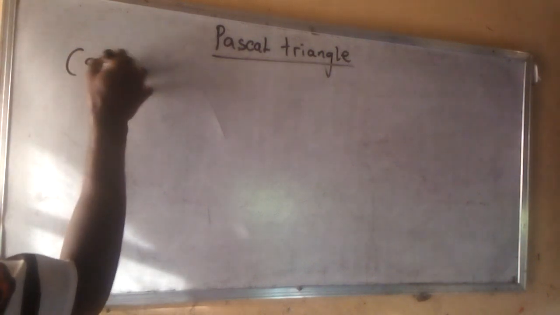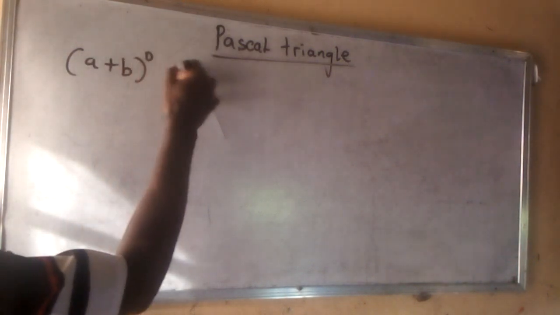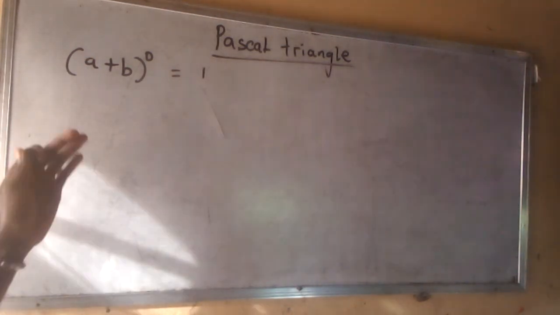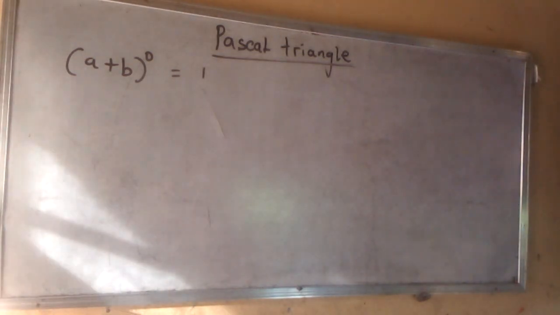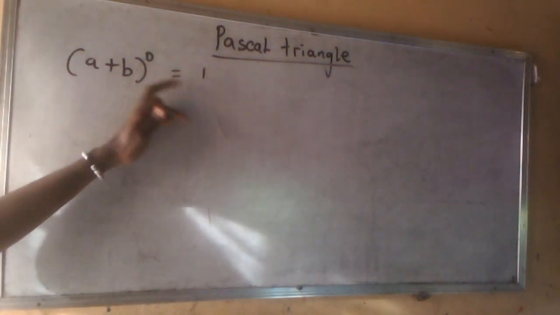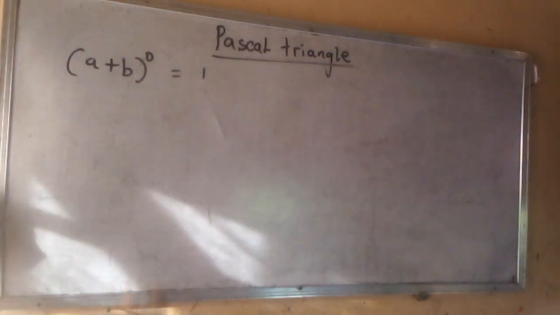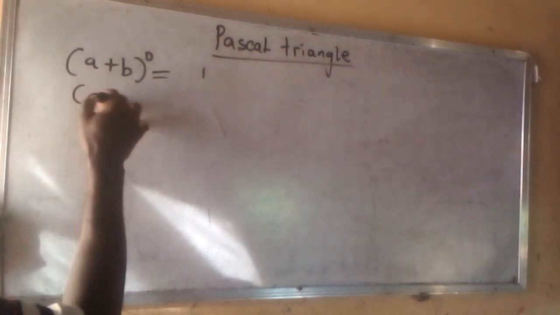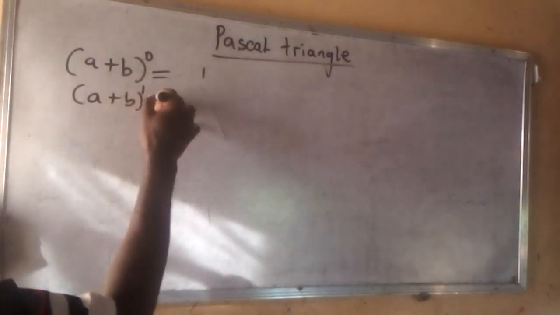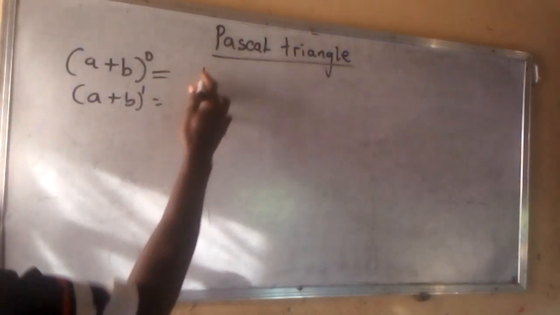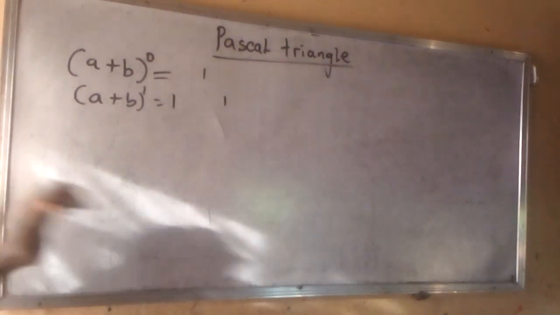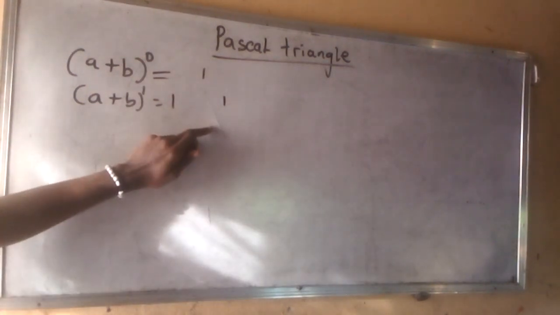In the sense that if we have (a + b) raised to power 0, it is equal to 1. We all know that anything raised to power 0 is equal to 1. Now, what if we have (a + b) raised to power 1? You bring down the 1 and you bring down another 1. It must start with 1 and also end with 1.